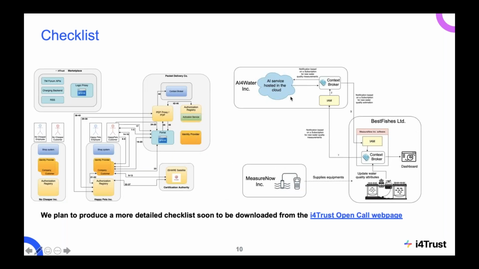Just showing also some architecture diagrams we also provided in our example documents for the open call application, displaying the different components, where identity providers are placed, where the prep proxy is placed, where the different interactions are, also with the iShare satellite and with authorization registries. And there was also this AI service example, which we presented in the last webinar. It's also important to display what the actual interactions between the different components are.